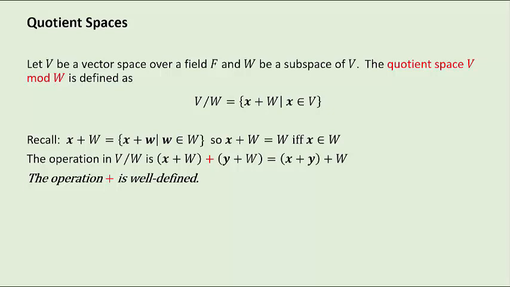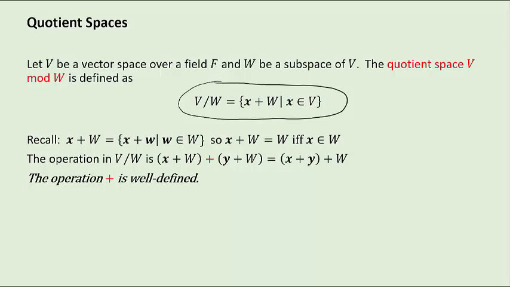This will be a short video on quotient spaces of vector spaces, very similar to the quotient groups or factor groups that we studied in group theory. Let V be a vector space over a field F and W be a subspace of V. The quotient space V mod W is defined exactly in the same way we defined the factor group of G mod one of its subgroups.